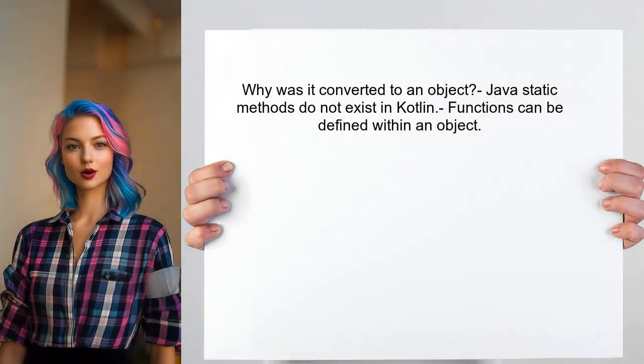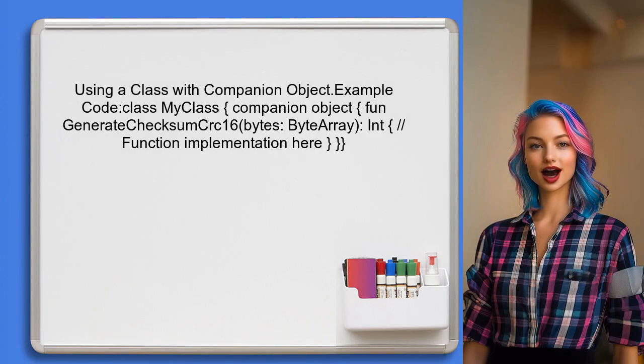In the user's case, the original Java class contained a static method. The converter transformed it into an object because Kotlin does not have static methods. Instead, functions can be defined within an object. If the user prefers to use a class instead of an object, they can define a regular class and create a companion object for static-like behavior. This allows them to maintain a similar structure to their original Java code.